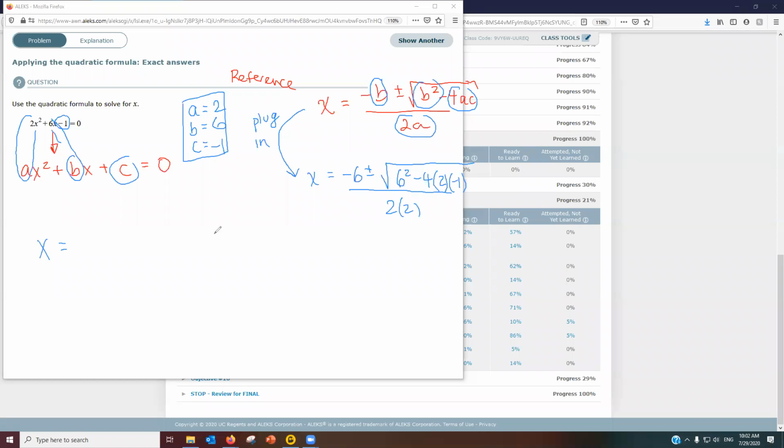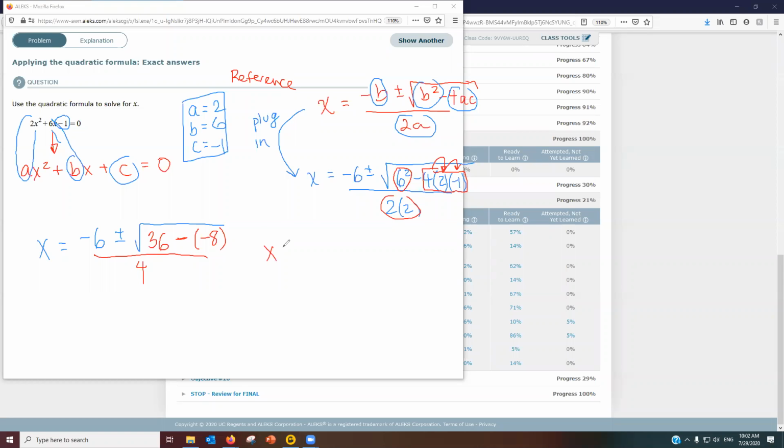All right, let's keep going. Let me go underneath the square root. Now, when I go underneath the square root, I really have to follow order of operations. So I want to work out the exponent first. 6 squared is 36. Then I work out multiplications next. 4 times 2 is 8. 8 times negative 1 is negative 8. So it's a subtract a negative 8. All over 2 times 2, of course, that's 4.